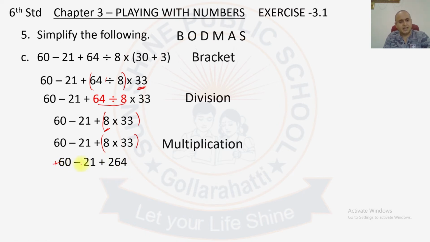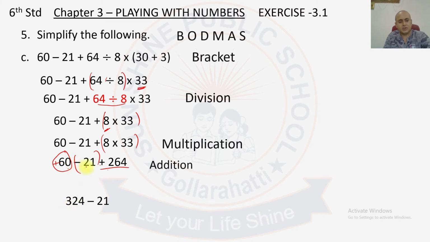Next step is addition. In the addition step you have to add the plus numbers. This plus is for 60, this plus is for 264, and this minus is for 21. So you first add. That is addition, 60 plus 264. If you add, you get 324.